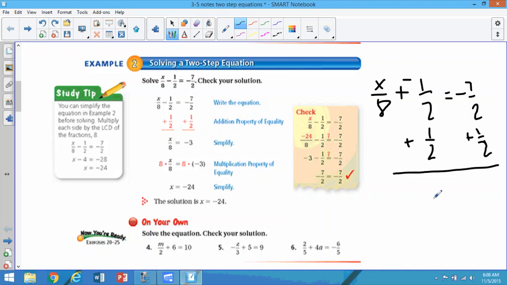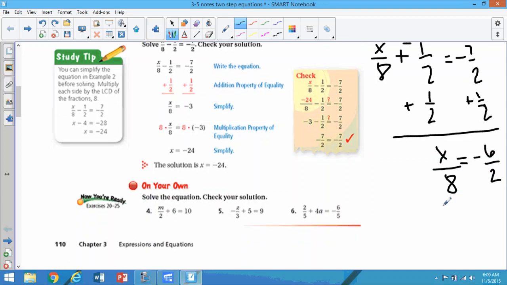So then, here, those equal 0, so you're left with the x over 8, to bring that down, equals, and then a negative 7/2 plus 1/2 is going to be a negative 6/2. So what I did when I solved this problem is I knew you could leave it as negative 6/2, but I know that 2 can go into 6, and that it would be a whole number. So I changed it to x over 8 equals, and then negative 6 divided by 2 is negative 3.